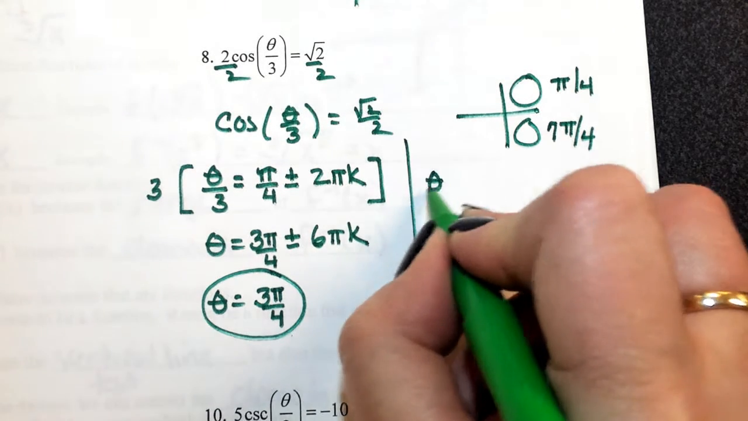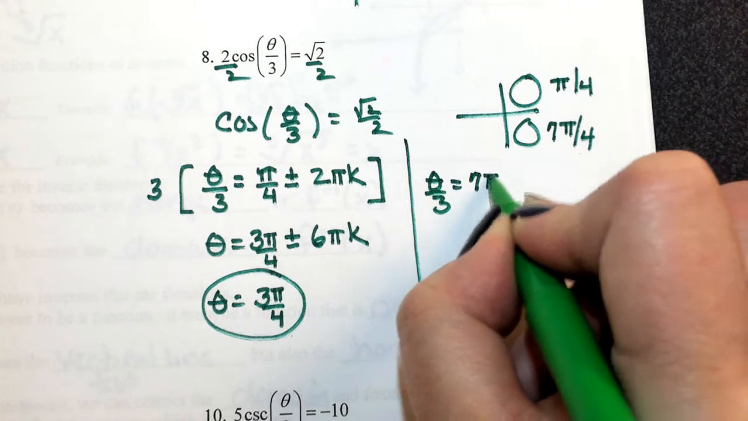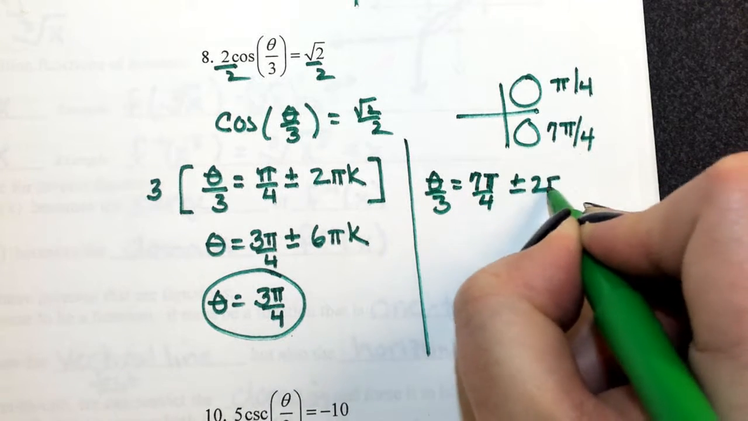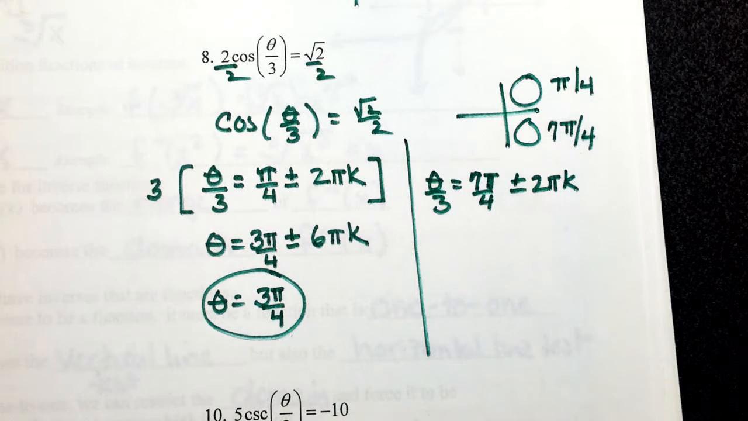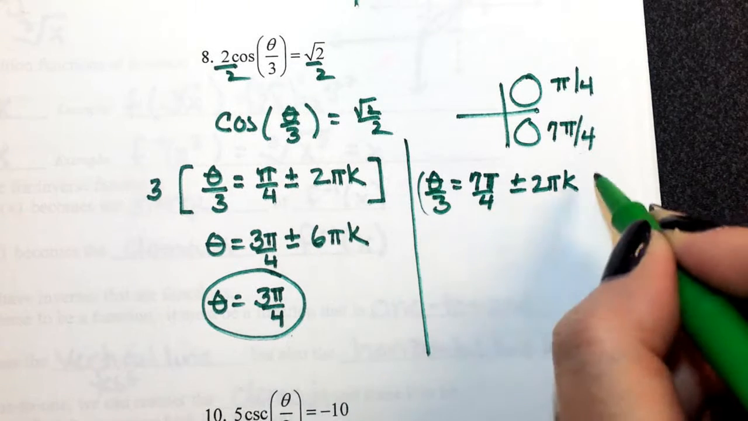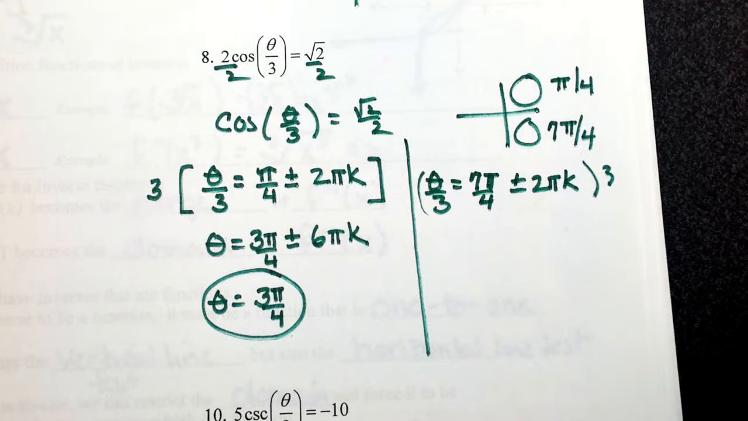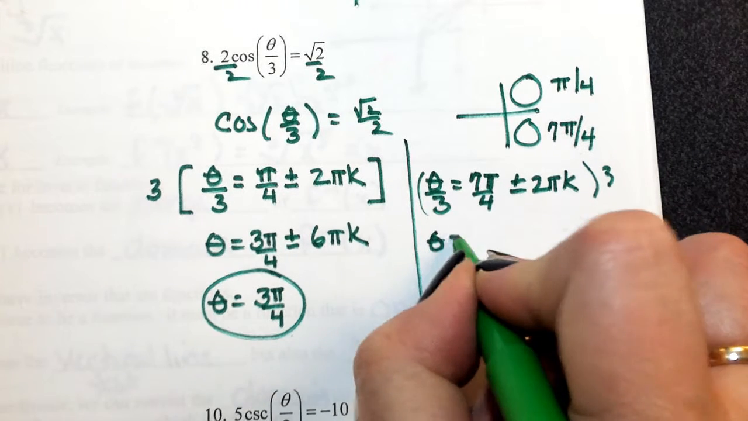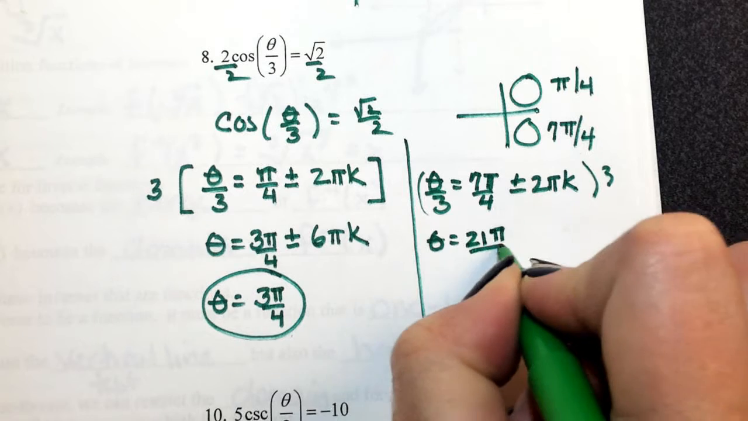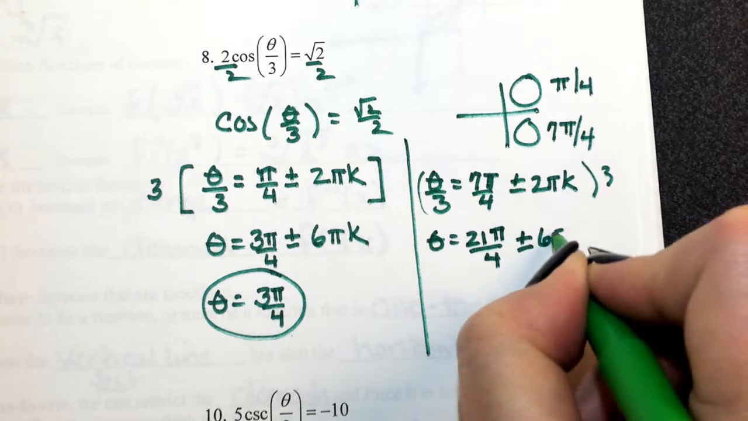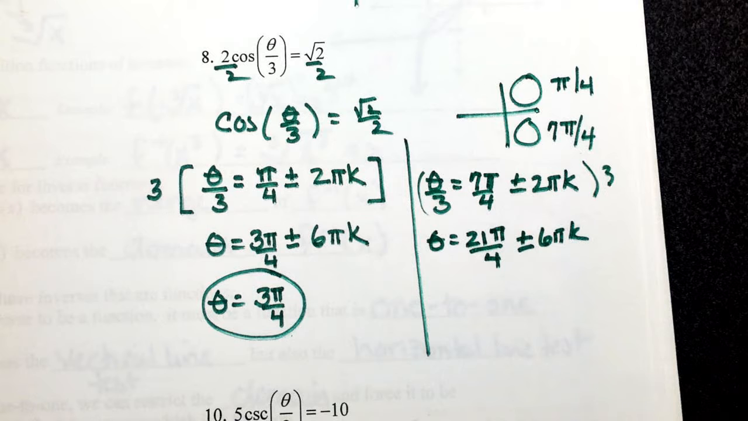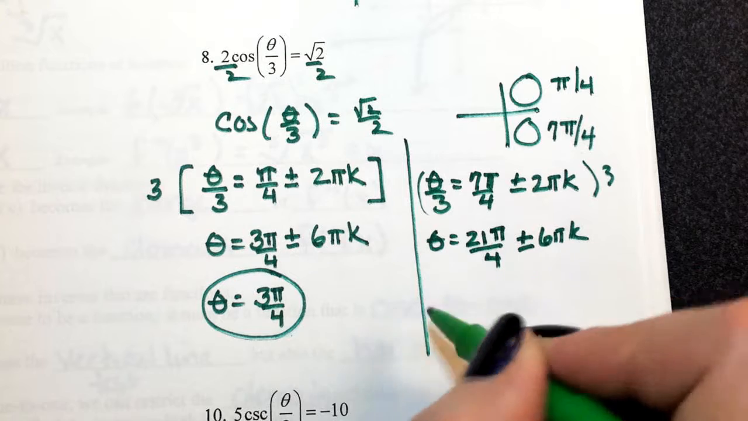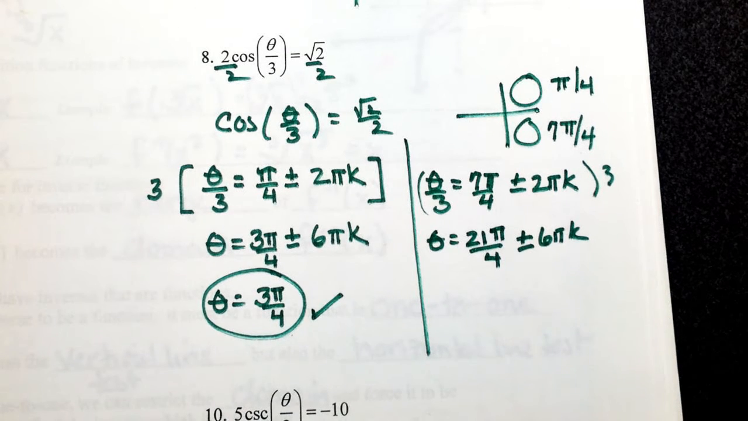And then you have the theta over 3, set it equal to the 7 pi over 4, plus or minus 2 pi k. Now what happens, guys? Shh, nobody should be packing up. Theta is equal to 21 pi over 4 plus or minus 6 pi k. Do I even have to consider 21 pi over 4? No, because it's already greater than 2 pi. So you only have the one answer. So like I said, when you see the division problems, those aren't as bad as the other ones.